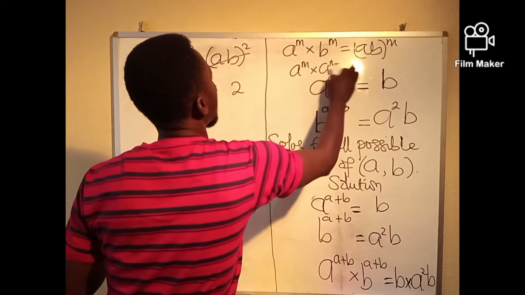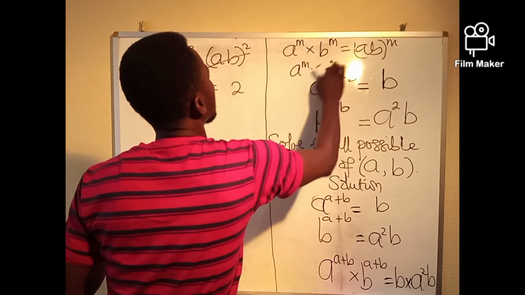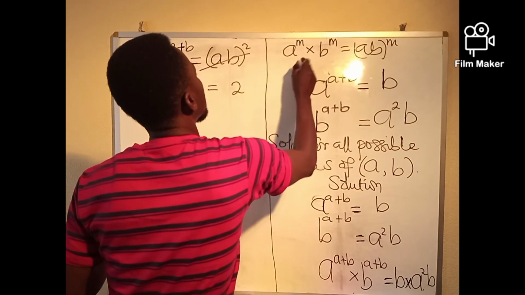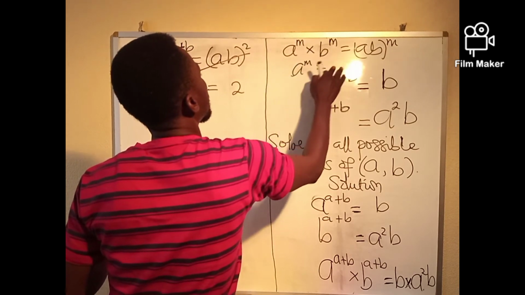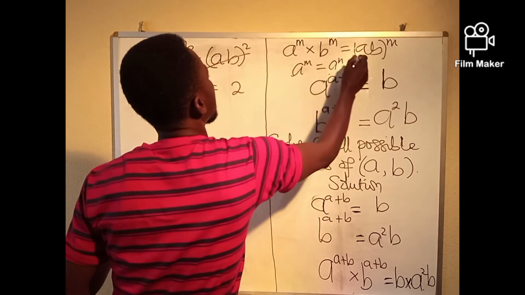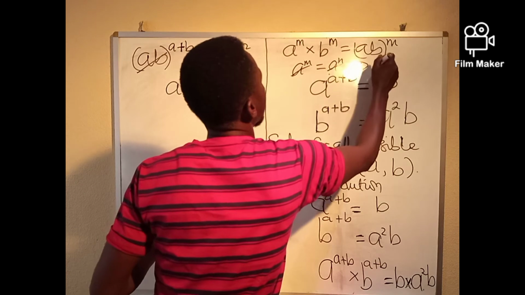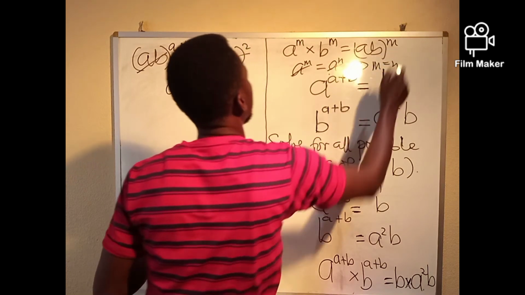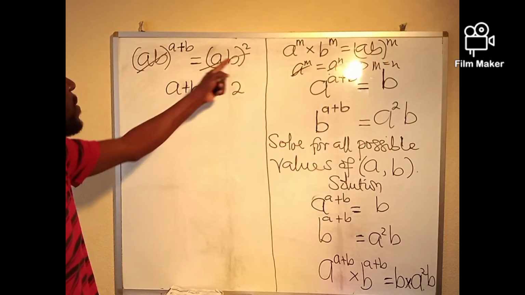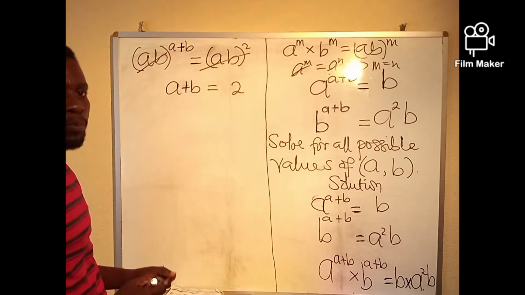So when the bases are equal, we equate the exponents. That is, a raised to the power m is equal to a raised to the power n, then it implies that m is equal to n. So that is what we have just applied here. The bases are equal, so we equate the exponents.